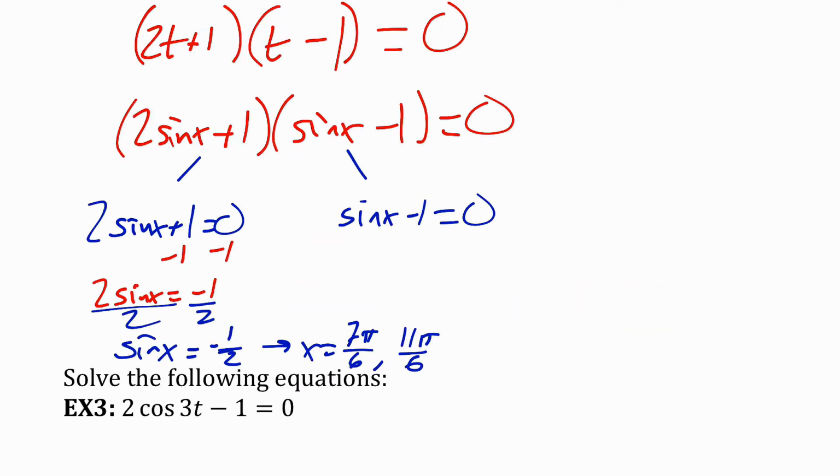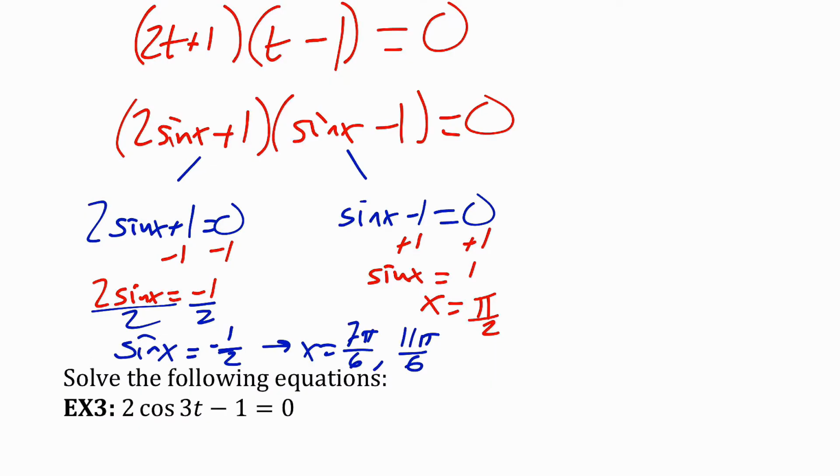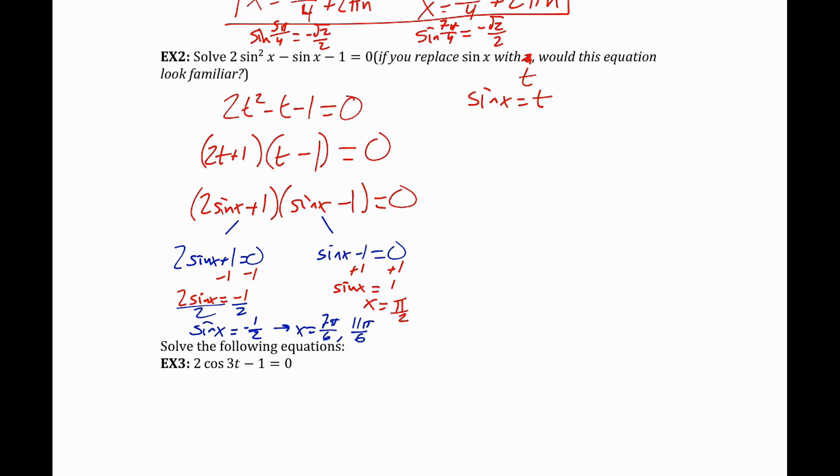On the other one, let's add 1 to both sides, and we end up with sine of x equals 1. And thinking about what x values make that true, that'd be x equals, not pi, but pi over 2. Again, looking for the y value, looking for the sine value of 1, that's up here, so we're at pi over 2.